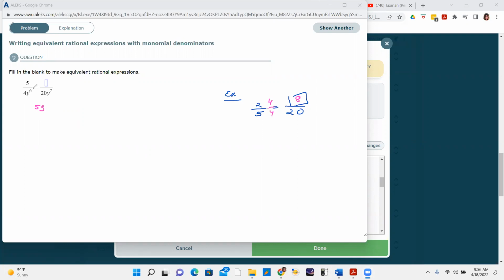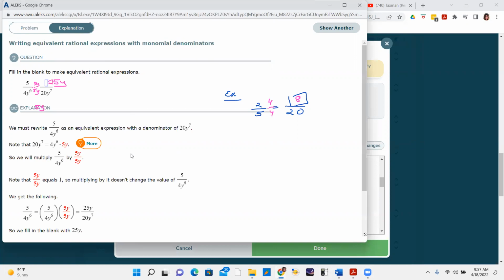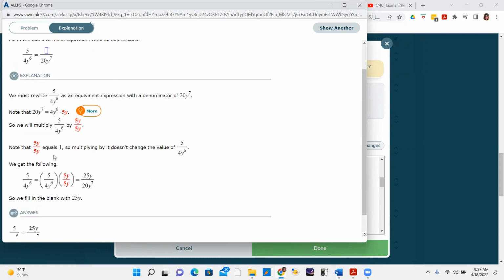So you want to multiply the bottom by 5y and the top by 5y. So when you multiply the top by 5y, you're going to get 25y up here. Okay. You can see the Alex explanation. They're basically saying the same exact thing. We have to write that as an equivalent expression with a different denominator. And so we notice that the 20y⁷ is the 4y⁶ times 5y. So if we multiply that bottom by 5y, we have to multiply the top by 5y also.